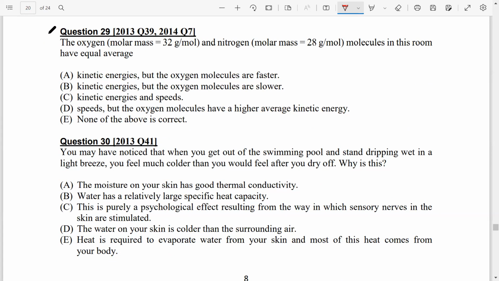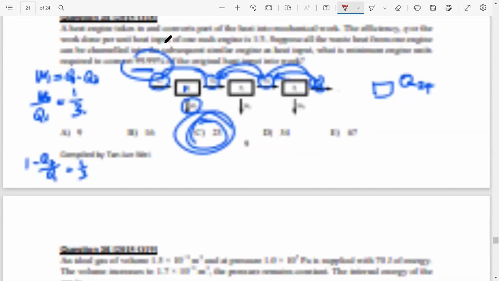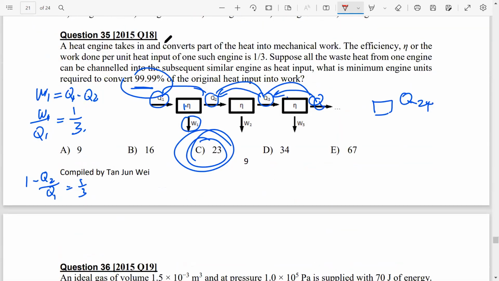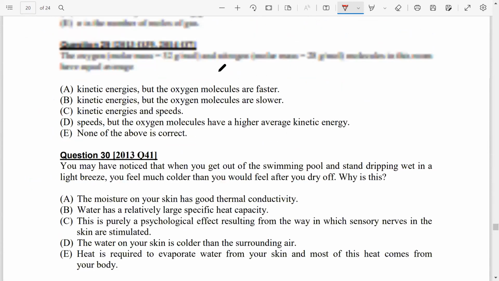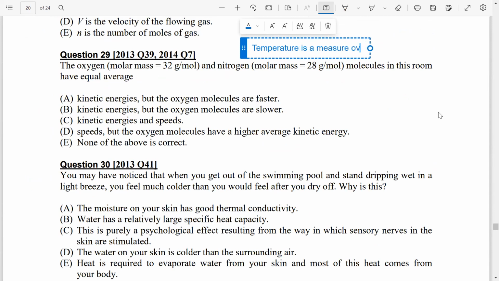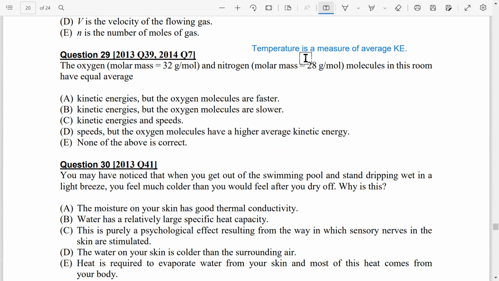You can see that the oxygen and nitrogen molecules in a room will have the same temperature. Let me take a quick look to confirm the answer. 29 is going to be B. They have the same temperature, and remember, the key here is that temperature, from O levels, is a measure of average KE. So in the same room, they have the same temperature, so the average KE must be the same. So it's only left with A, B, and C.